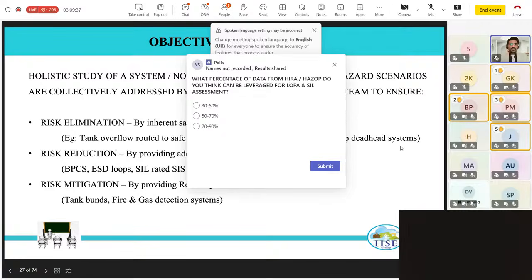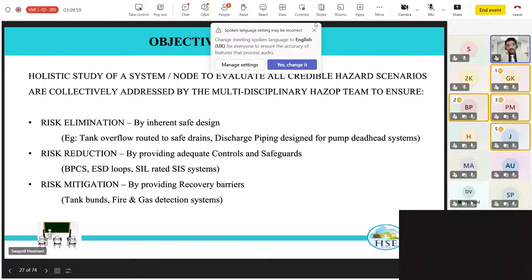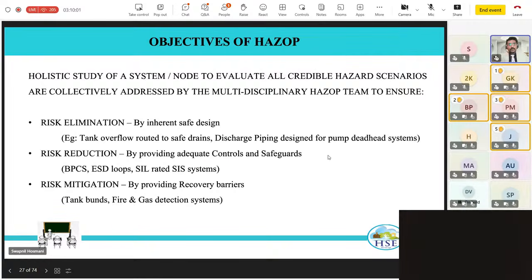Next is pipe discharge piping, which is designed usually for the pump deadhead conditions. If you have looked at the pump curves and the pump deadhead conditions, many a time the piping or the pipe rating is designed to be more than the deadhead pressure. However, many a time this could be an overkill because there could be exorbitant cost of piping material involved. So in those cases they don't preferably go for those deadhead conditions, and they do the risk reduction by providing adequate controls or safeguards.